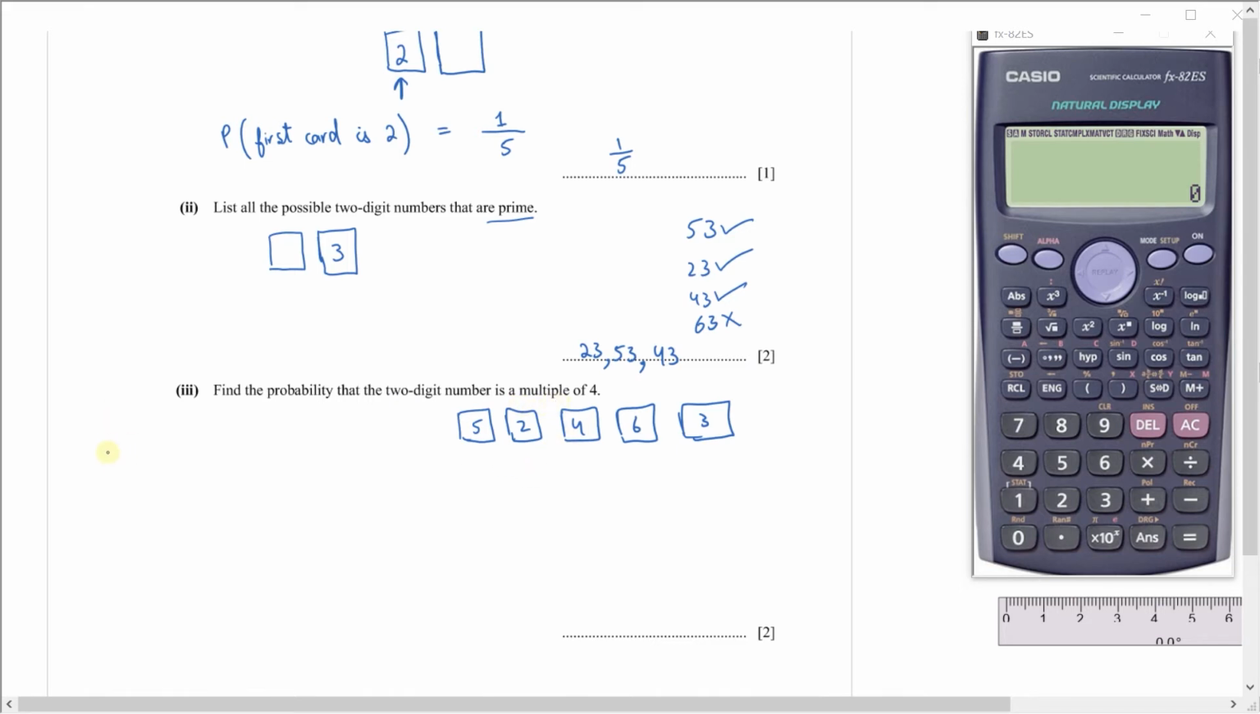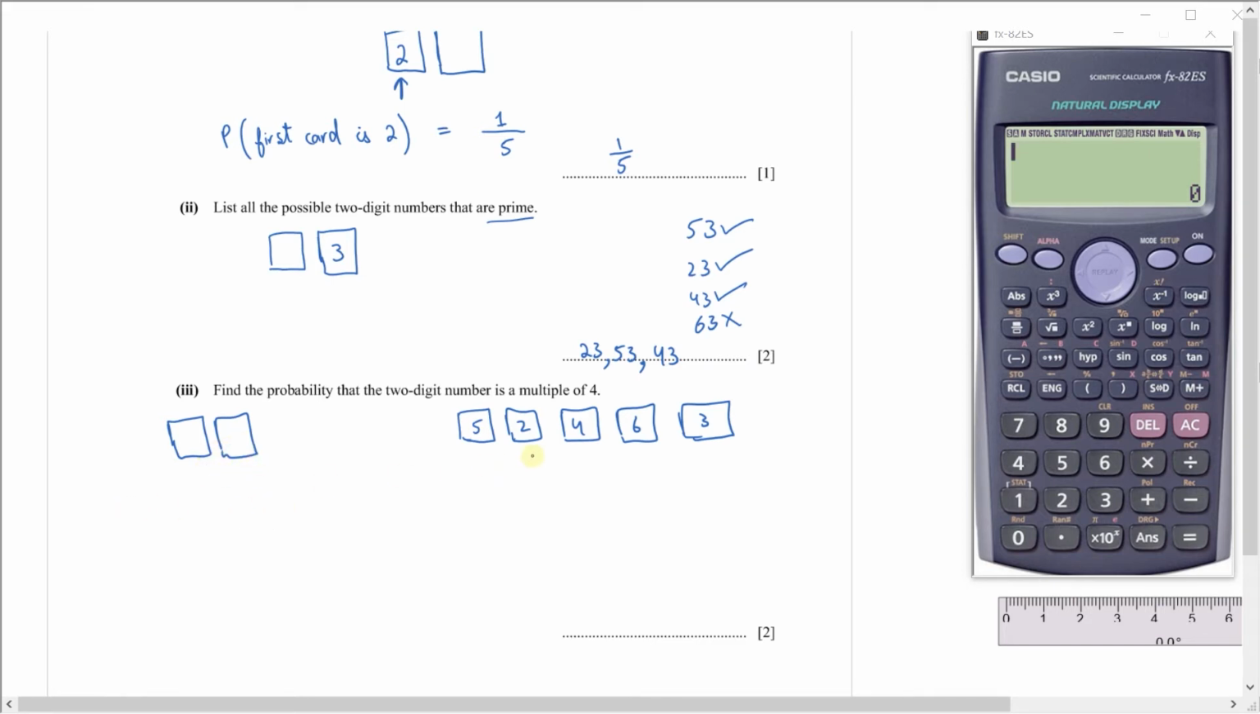So again, I will look at this 2-digit number and see what I need to have in the second card here so that it's divisible by 4. You cannot have 5 here because it won't be divisible by 4. You can have 2, you can have 4, and you can have 6 here. Those could be multiples of 4. And if you have 3 here, this number will not be divisible by 4. So it won't be a multiple of 4.